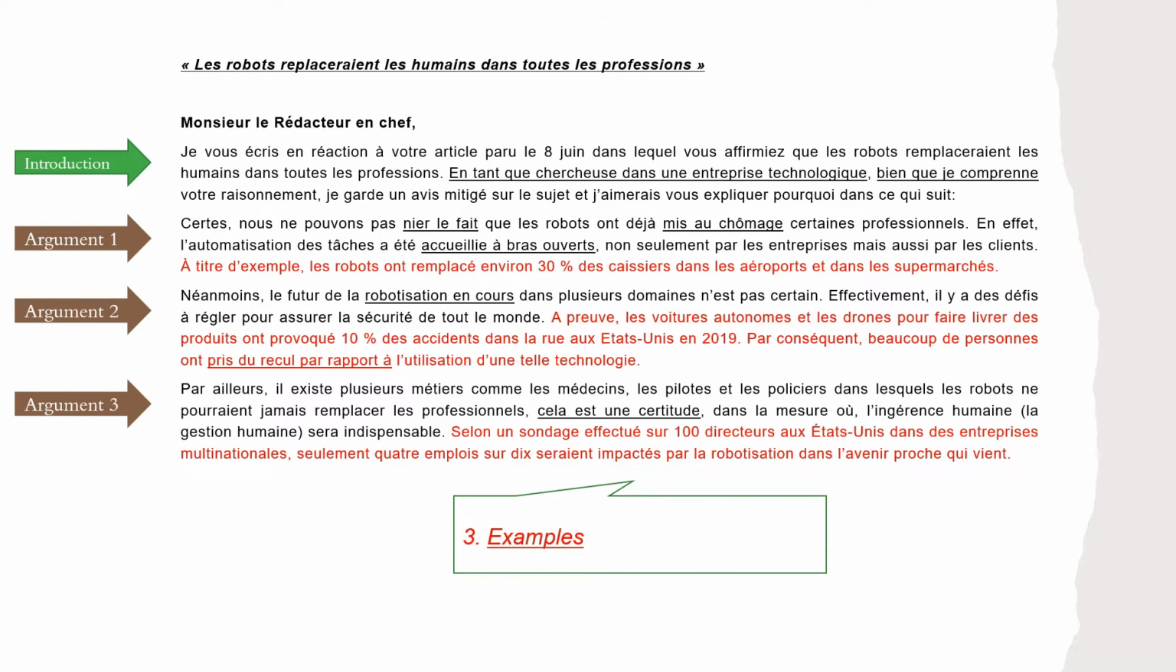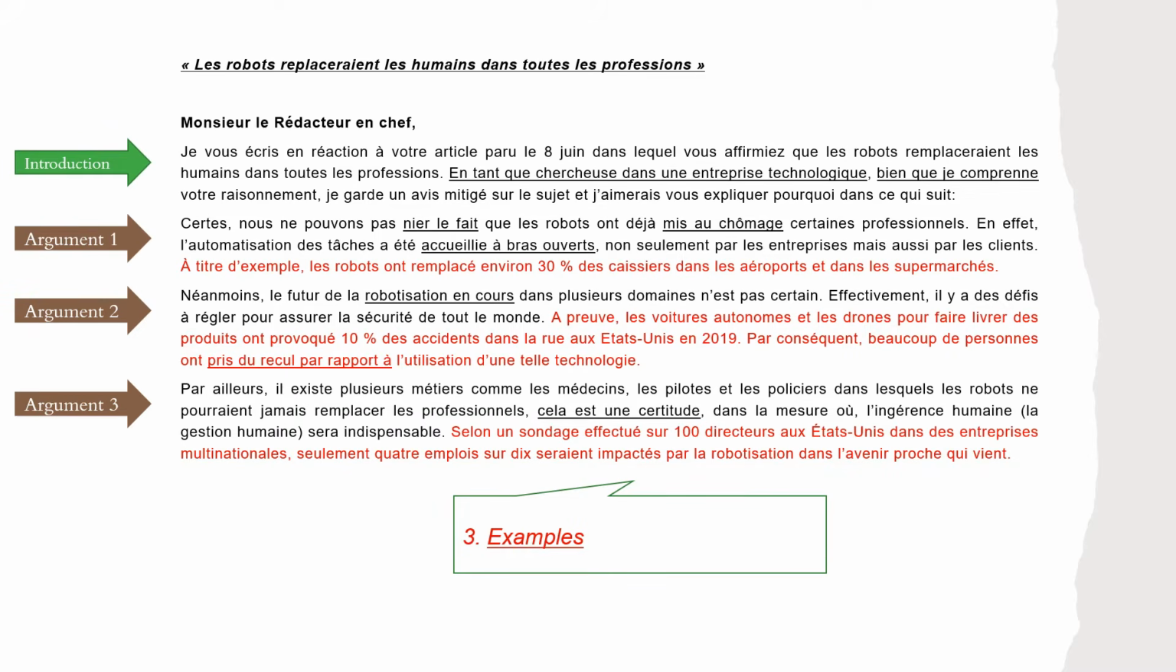Now, the next part is where I give examples. Because my first argument is in support of the topic statement, which is robots will replace everyone, I am giving one example of cases where robots have already replaced some human beings. Now, in the second argument, because I'm saying that their future is not certain, I'm giving an example in which I'm saying that autonomous vehicles and drones, which are being used for delivering products, have actually led to many accidents on the road in the US, and that is why many people have actually taken a step back from the use of such technology.